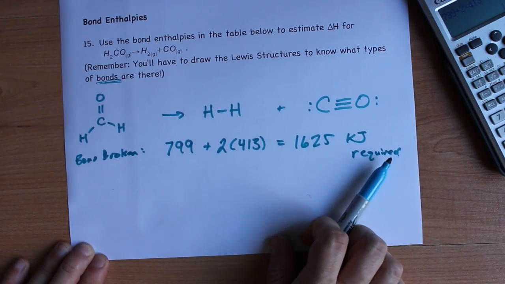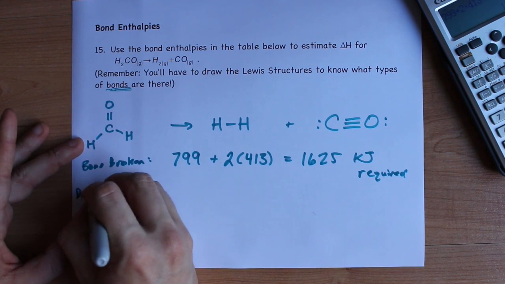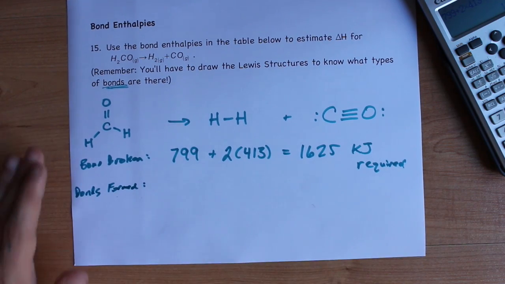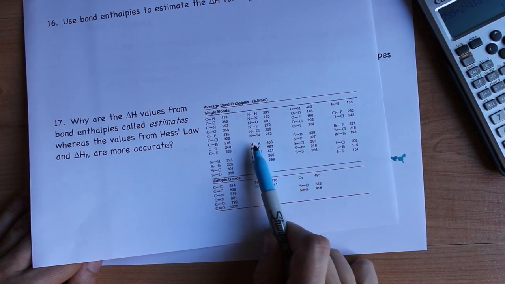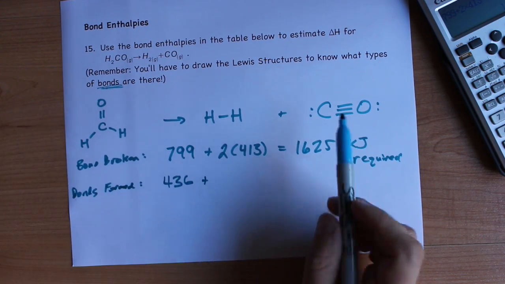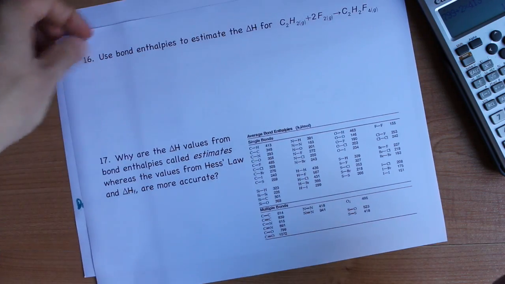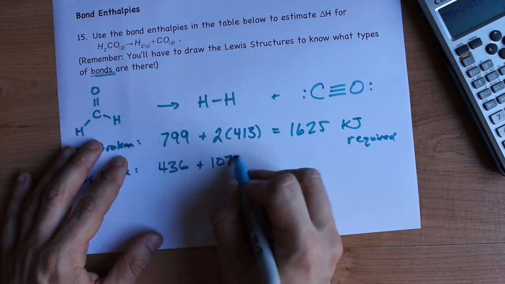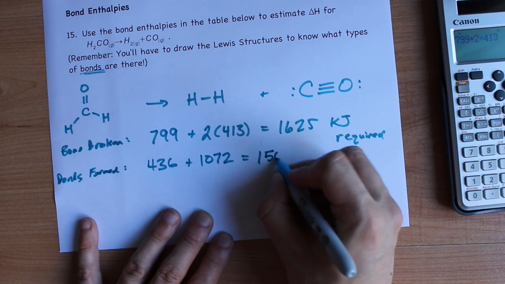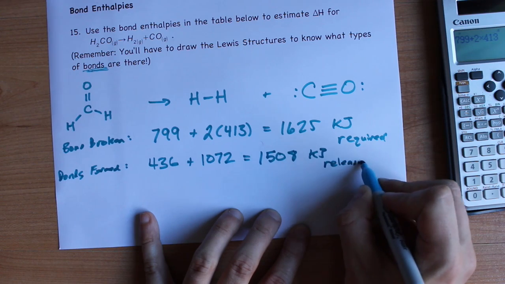Breaking bonds requires energy, and forming bonds is going to release energy. So I write for myself, bonds formed, and then I see that I have an HH bond formed. Where's my chart? I need to find HH single bond. That's worth 436. And I have a CO triple bond, which is worth 1072. When I add them together, now I can do that in my head, 1508 kilojoules of energy. And that is released.